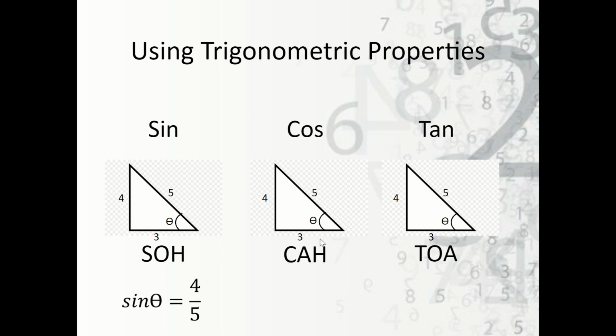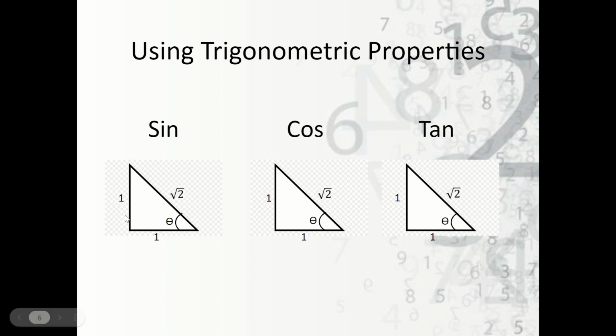Now we have the cosine. So the cosine is the adjacent over the hypotenuse. The adjacent side is here, so this is 3 over 5. And tangent is opposite over adjacent. So the opposite is 4 and the adjacent is 3. So it would be 4 over 3.